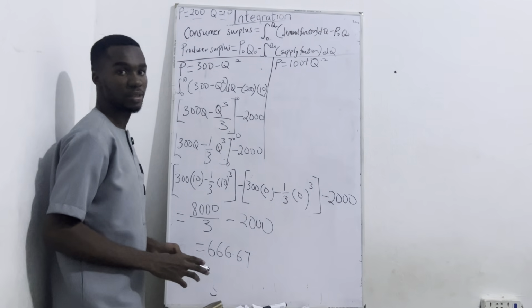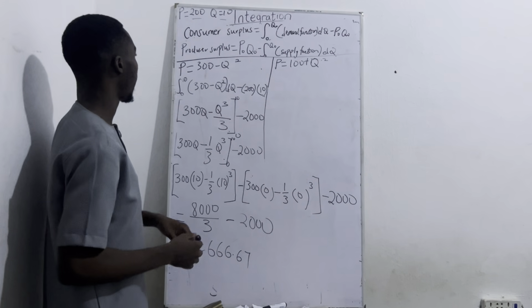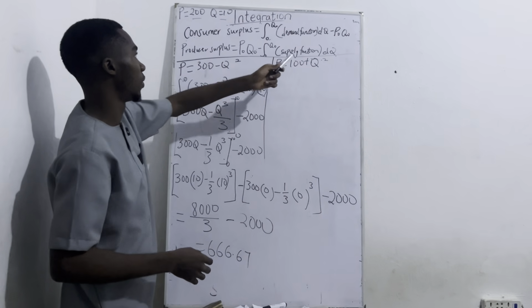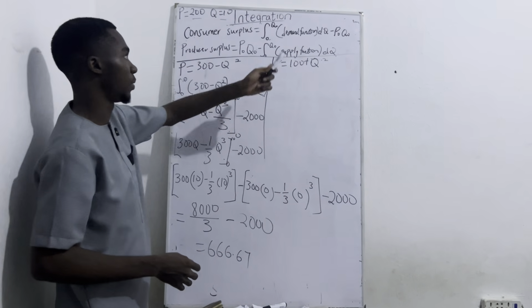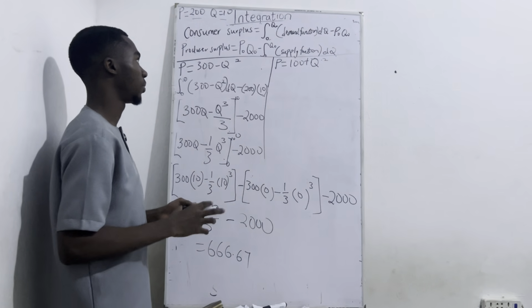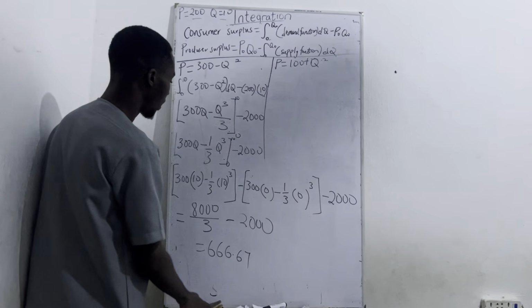So anytime you're given a question, this is how you go about it. You first integrate this. You just substitute the values into the formula, then you integrate it, then minus the price times quantity, the equilibrium price times quantity. So you first have to find the equilibrium price and the equilibrium quantity, then this is how you go about it. So this is our consumer surplus.